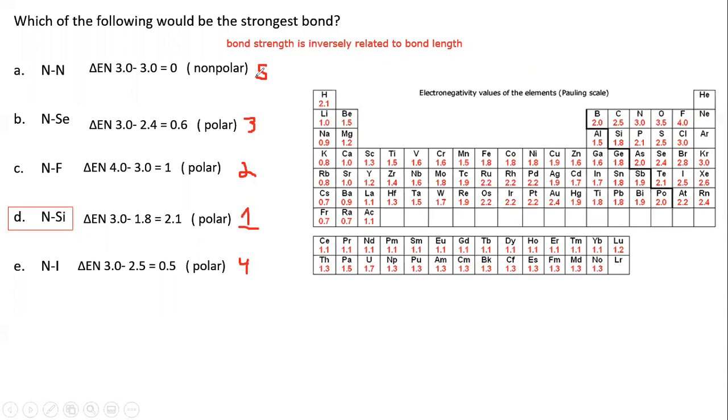So again, when you have a series of similar bonds, just different atoms, the way we determine that is by looking at the difference in electronegativity. The greater the electronegativity difference, the stronger the bond.